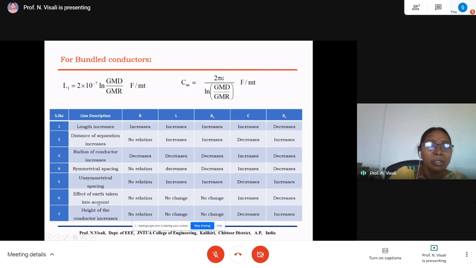Effect of earth taken into account. Effect of earth means the resistance will not have any effect. Inductance also will not have any effect, because earth in no way affects the inductance, so inductive reactance will not have any effect. But because of the earth, the capacitance increases and the capacitive reactance decreases. Then height of the conductor increases. Just now I explained that as the height of the conductor increases, resistance and inductance will not have any relationship, but capacitance will decrease, because as I already told, Hxx and Hxy will.